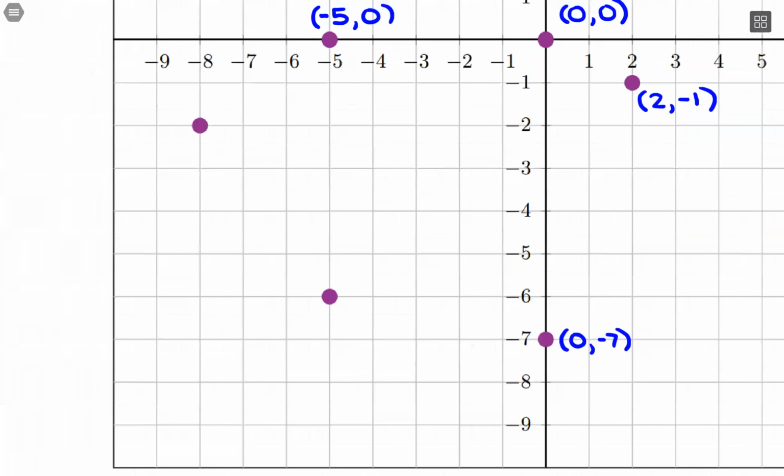All right, to the left here, let's start down at this point. I would move to the left 5 spaces, so for x, we'll have a negative 5. And then I need to move down 6 spaces, so y is negative 6. So x is negative 5, y is negative 6. Then for this coordinate over here, moving to the left 8 spaces and down 2, for x we'll have a negative 8, for y, a negative 2.